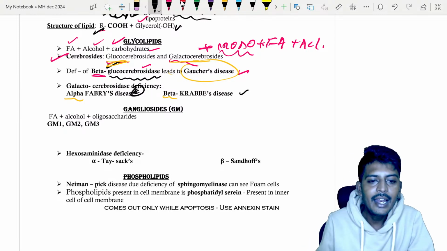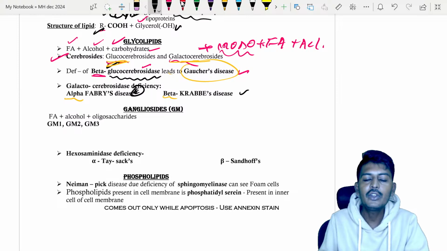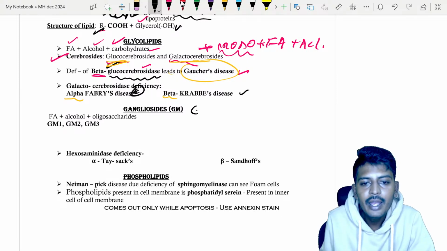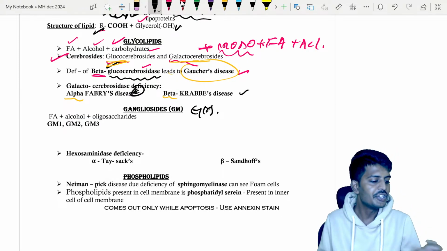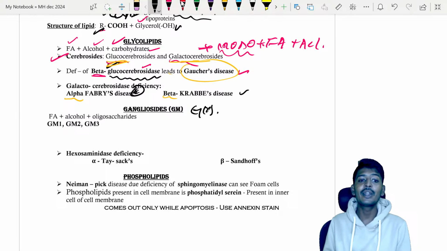Then let's talk about the gangliosides. Gangliosides are represented by which alphabets? GM. So ganglioside.